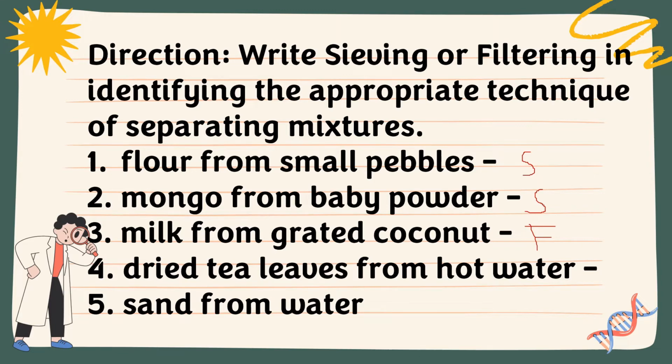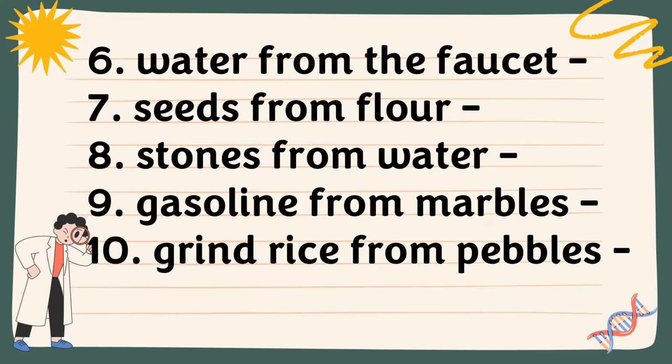Number 4, dried tea leaves from hot water. F, filtering. 5, sand from water. F, filtering. Number 6, water from the faucet. F, filtering. 7. Seeds from flour. S. Sieving. 8. Stones from water. F. Filtering. Number 9. Gasoline from marbles. F. Filtering.